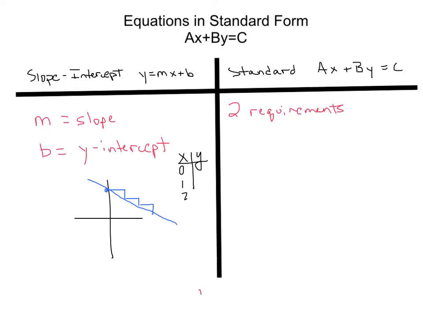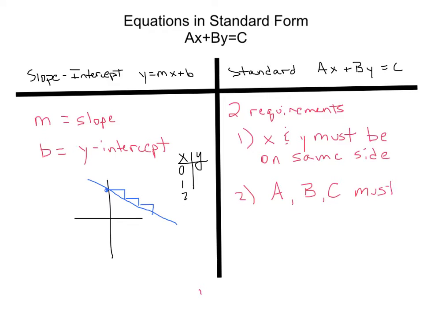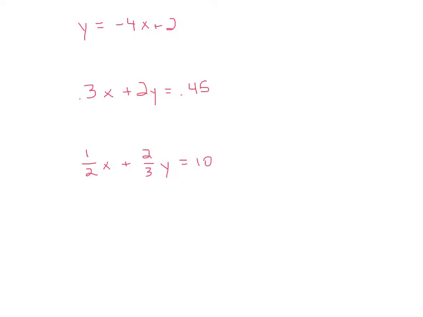For something to be in standard form, there's two requirements that have to happen. The first is that x and y must be on the same side. The second requirement is that a, b, and c must be integers. So they cannot be fractions, they cannot be decimals less than 1, or in between 1 and some other number. They have to be integers.